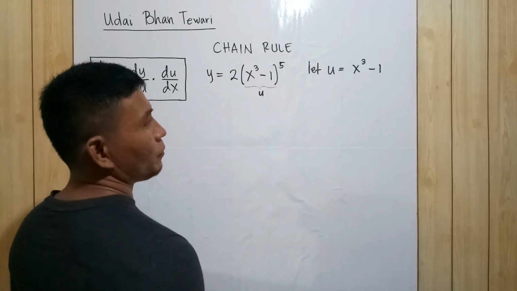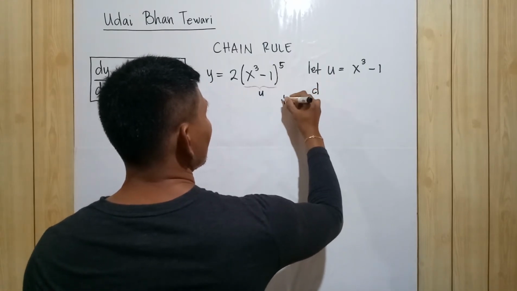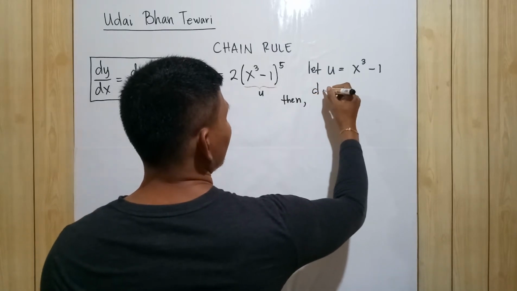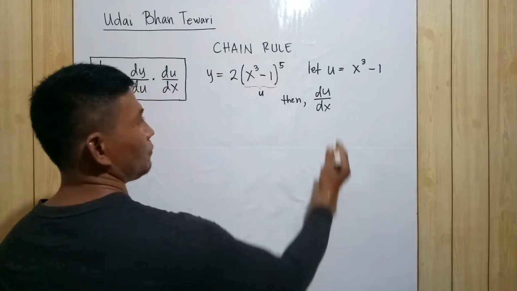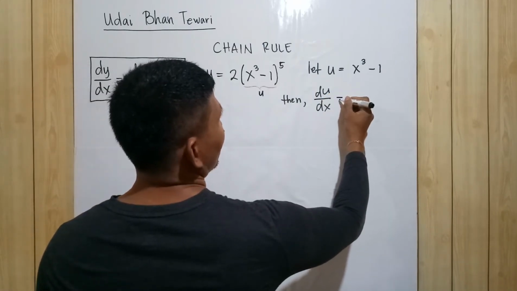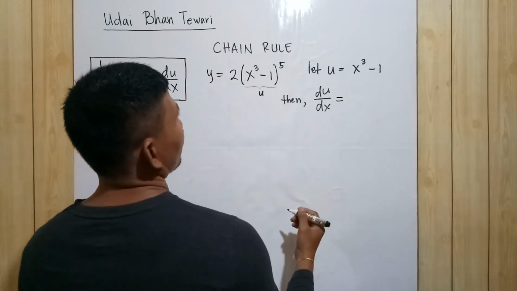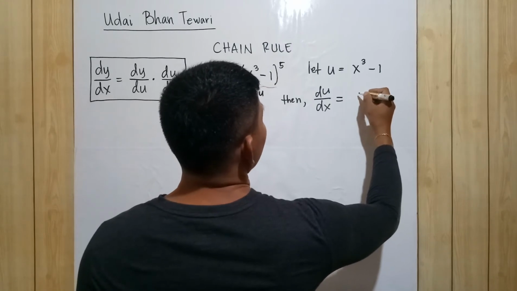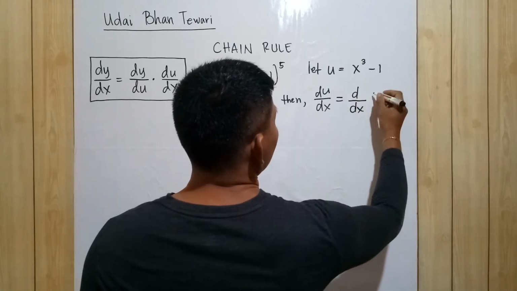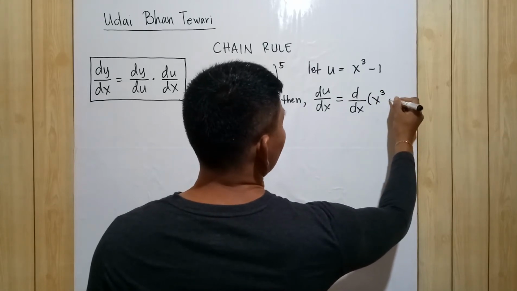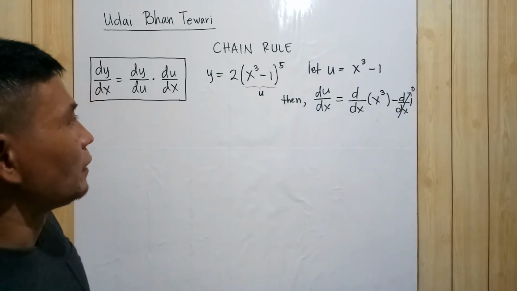Since we let u be equal to x cubed minus 1, then du dx, or the derivative of u in terms of x, therefore is equal to the derivative of x cubed minus the derivative of 1, which we know is equal to 0 as we are differentiating a constant.